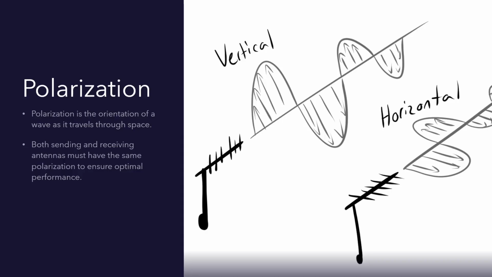I want to quickly go over the concept of polarization. Polarization is the orientation of a wave as it travels through space. We have vertical polarization, where the wave travels vertically, and horizontal polarization, where the wave travels horizontally. Both sending and receiving antennas must have the same polarization to ensure optimal performance. If there's a polarization mismatch on the sending and receiving side, only half of the signal will be received, or in some cases, even less, which is why it's important to understand what polarization is, so if you set up your own antennas, you don't make this mistake.